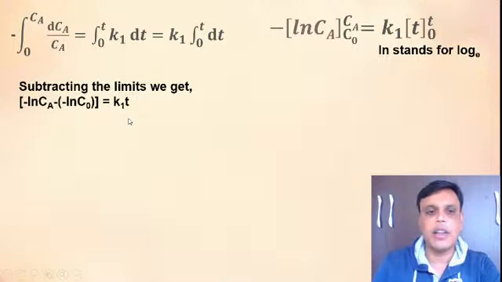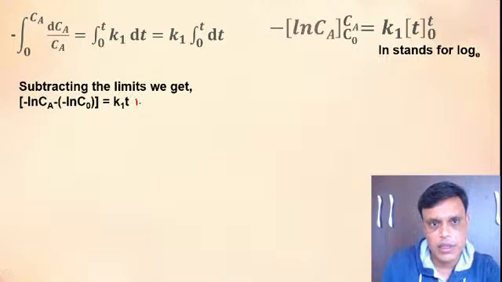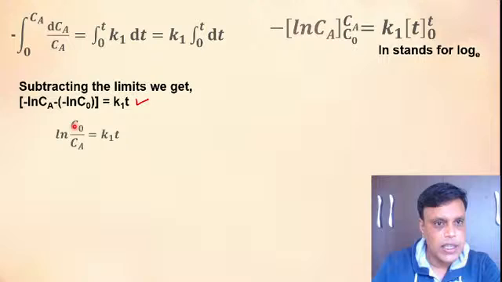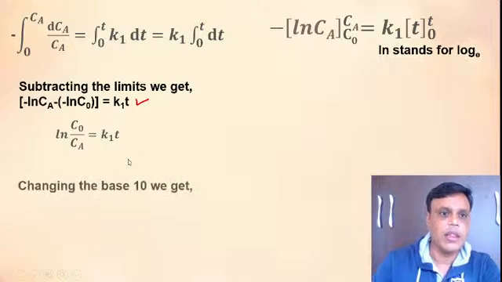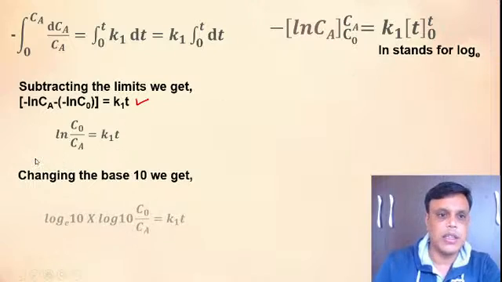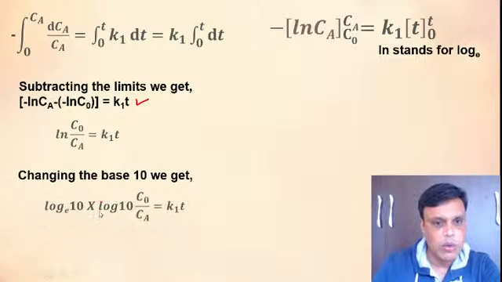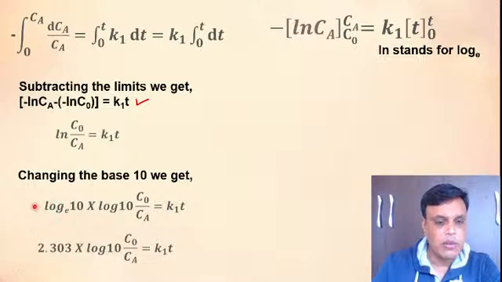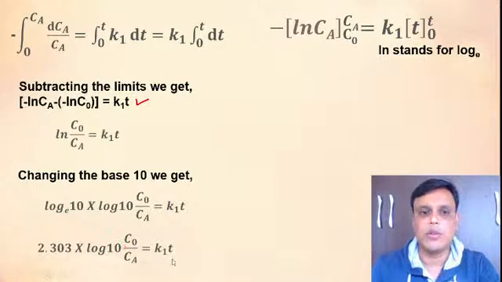So after subtracting the limits, you will get this equation. Then we will get ln C0 by Ca is equal to k1 t. Then we will change to base 10. Here it is ln, so we will change the above equation to base 10. We will get log e 10 into log 10 C0 by Ca is equal to k1 t. And for this log e, we will write 2.303 into log 10 C0 by Ca is equal to k1 t. So we will get this equation.